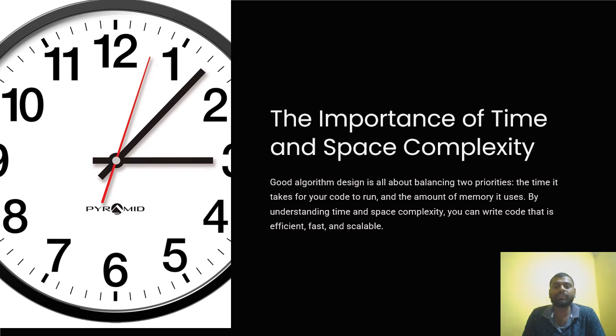The importance of time and space complexity. Good algorithm design is all about balancing two priorities: the time it takes for your code to run and the amount of memory it uses. By understanding time and space complexity, you can write code that is efficient, fast and scalable.